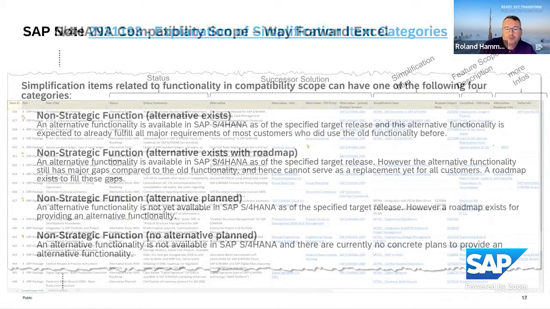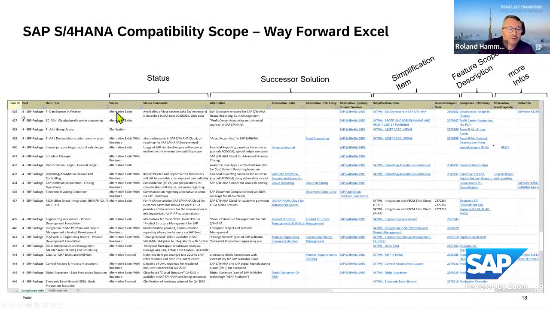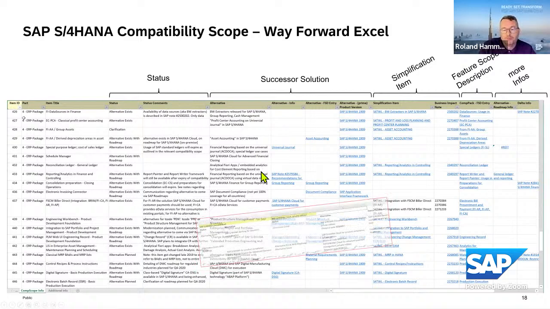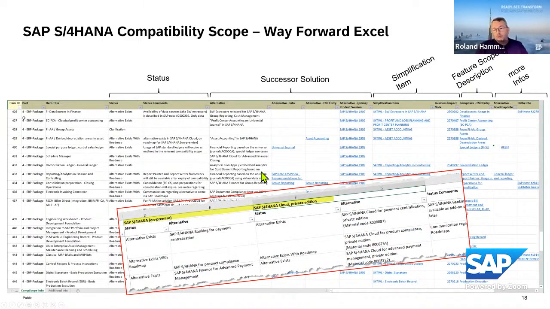And as said, in the way forward Excel, you also see again the different status information, like, as I mentioned, the alternative exists with roadmap, and so on and so forth. You see the different packages, you see their status, and then remember, the status could be different if it's on-premise or if it's private cloud edition. You have information about the successor solution, the related simplification item, the link to a feature scope description, and also a link to more information like the Roadmap Explorer and the product documentation in the help portal.